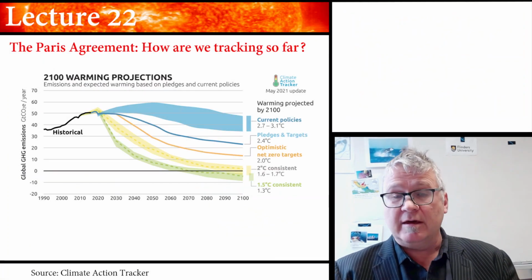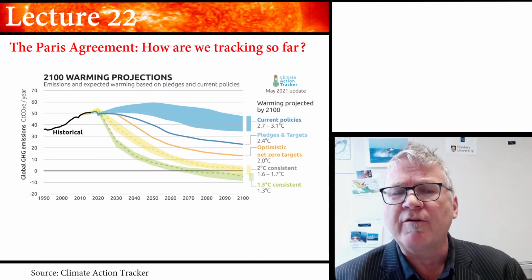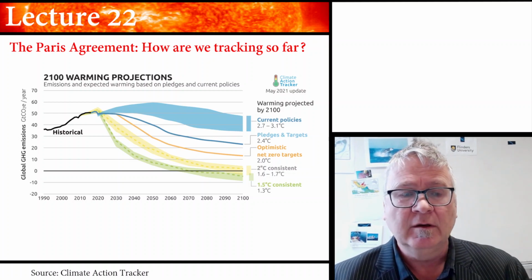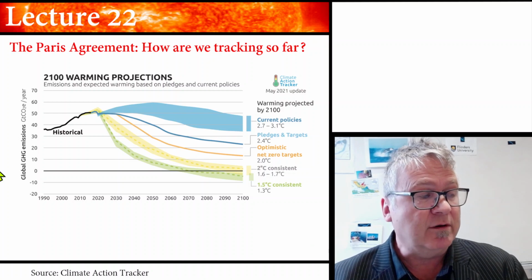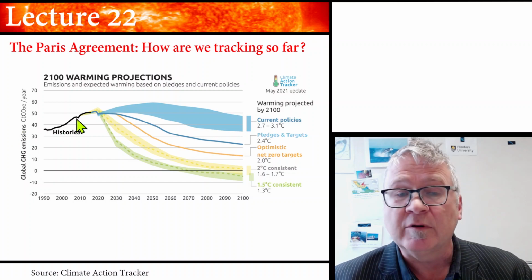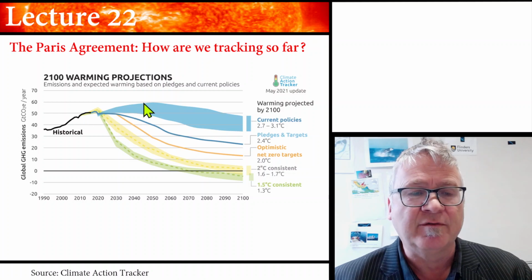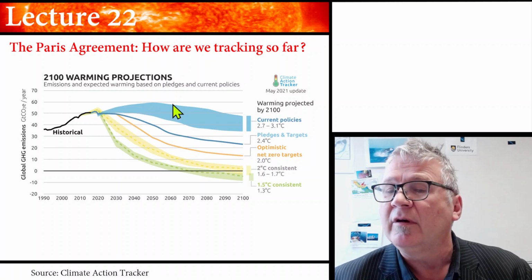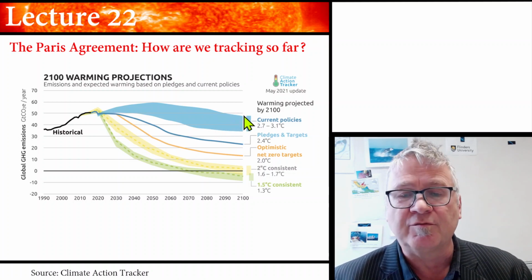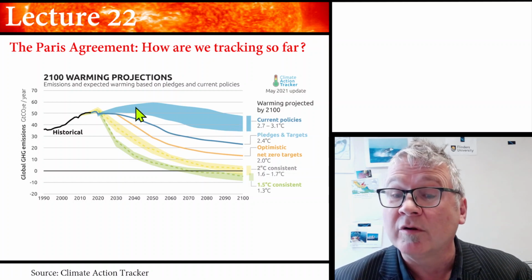So how are we tracking? Well, we are not tracking very well. There are warming projections, and the current projections with current policies look like this in terms of the CO2 emissions, and lead to a global temperature increase of up to 3 degrees Celsius, according to the climate models.